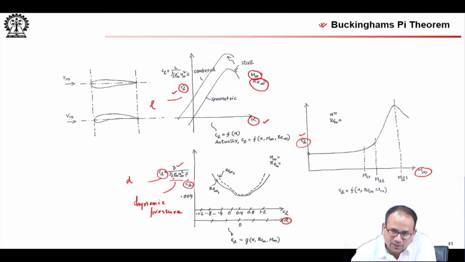So, there is nothing called free stream density and local density. So, rho is constant throughout the flow field. So, we do not write any infinity subscript for density, but nonetheless you see C d as a function of Mach number, holding angle of attack and Reynolds number of the flow constant.